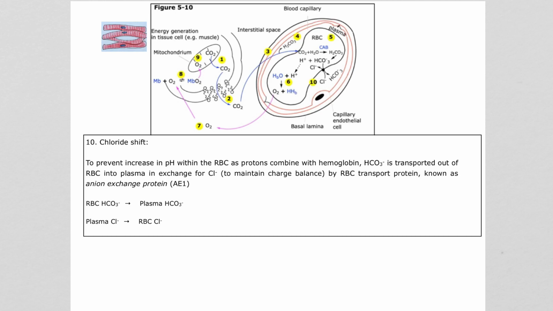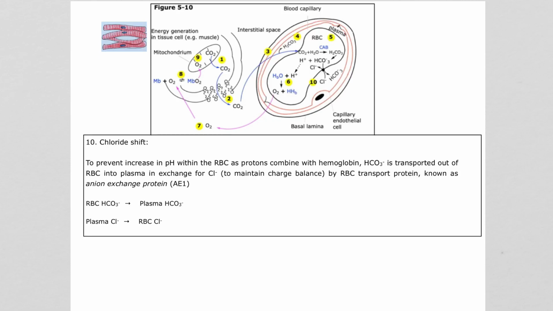So basically, the bicarbonate in the red blood cell is sent out to the plasma, while the chloride from the plasma enters the red blood cell. This transport is carried out by a transport protein called the anion exchange protein, AE1. So this AE1 kicks out the bicarbonate and brings in the chloride ions. This is called the chloride shift.